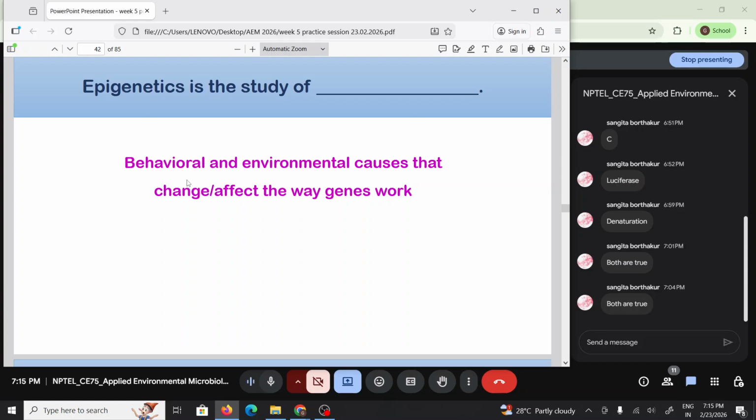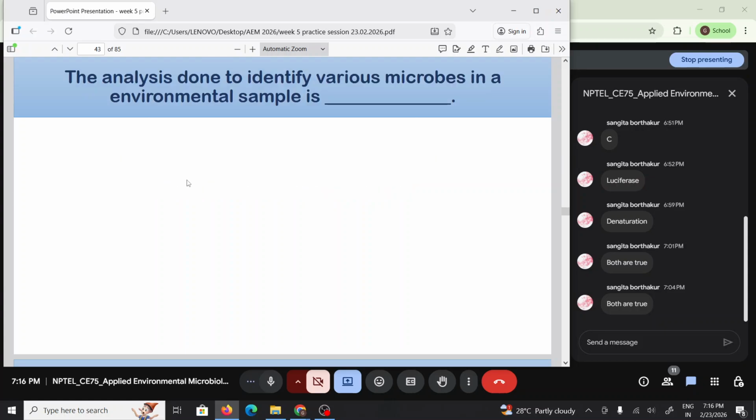Alterations in our genes based on our behavioral and environmental factors is what we study in epigenetics. It's again a fascinating branch where we try to correlate between what we see and how genes work. Okay, this is the preface of the next topic that we'll be seeing.